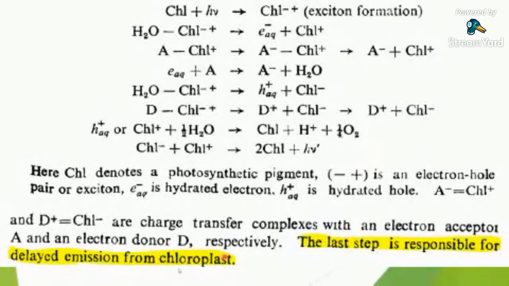And the last step is responsible for delayed emission of chloroplast. That is, as it is generating some amount of light, some amount of radiation is being given out. So this is responsible for the delayed emission of the chloroplast, where chlorophyll minus combines with chlorophyll plus and generates two chlorophyll molecules. You can study the reaction and you will have to practice this reaction. Just read it.